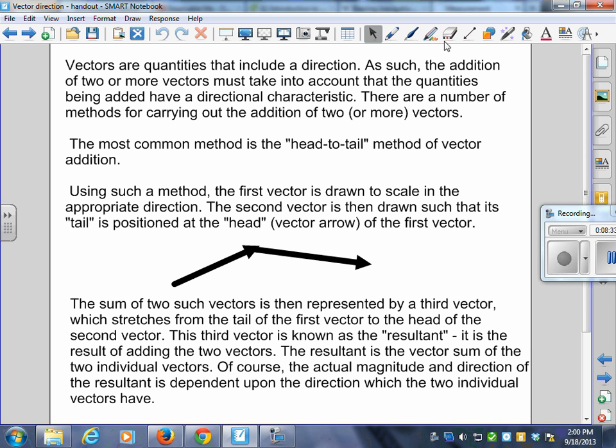The most common method is the head-to-tail method of vector addition. Highlight that in some fashion. Did I remember where my highlighter is? It's on the left, it's on the right side. I don't think it's up here, eh?